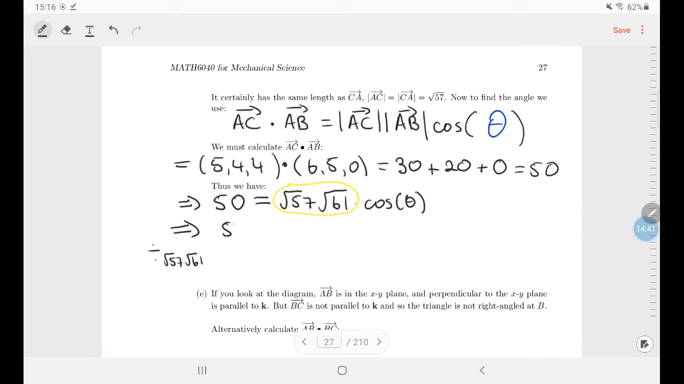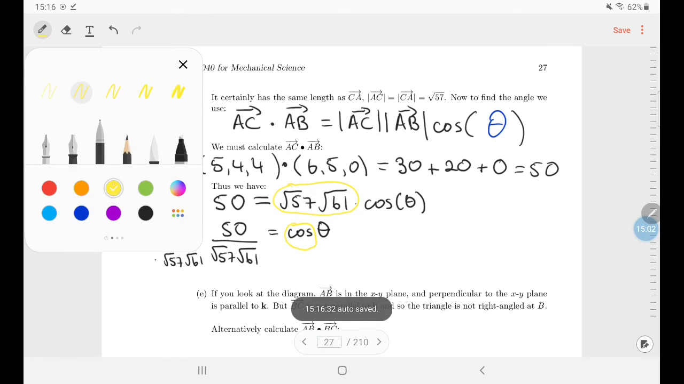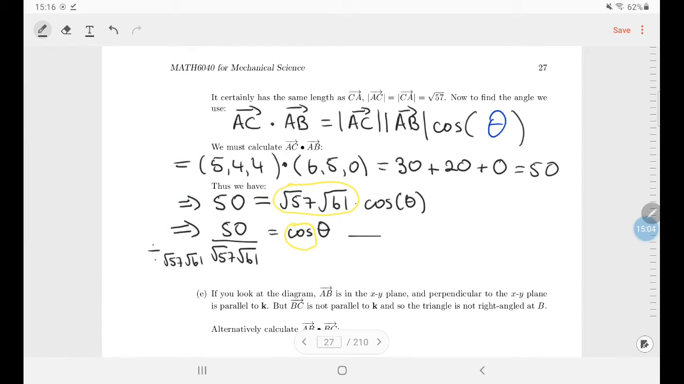So I end up at 50 divided by root 57 by root 61 is equal to cos of theta. Now what you have to get rid of is this cos function. Just like the inverse of multiplying by root 57 root 61 is dividing, the inverse of cos is what's called cos inverse, which is a well-defined function, and it can be done by your calculator. So cos inverse of both sides.